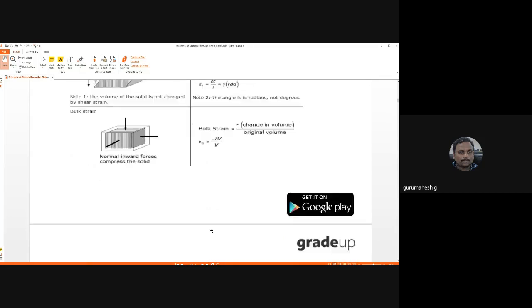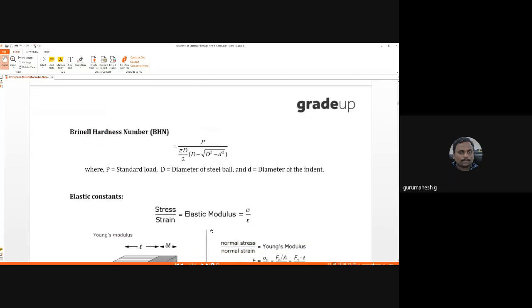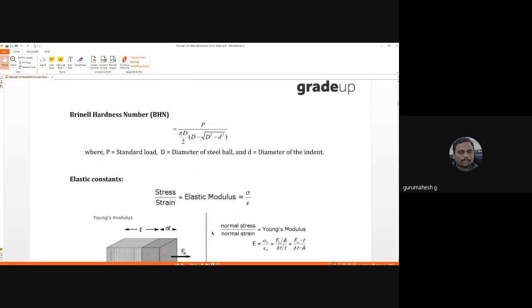Next, the Brinell hardness number. The Brinell hardness number is a standardized formula, taken from the specification book table. Where P is the standard load acting on the member, capital D is the diameter of the steel ball, and small d is the indent diameter.